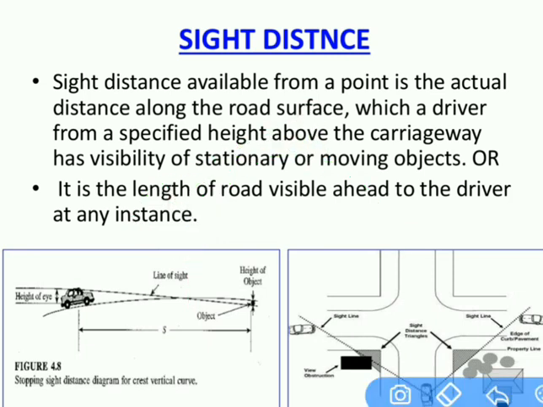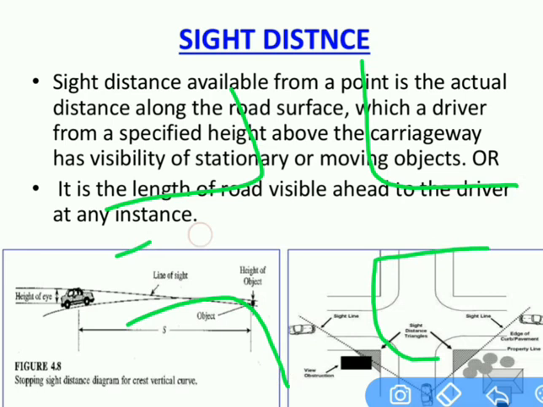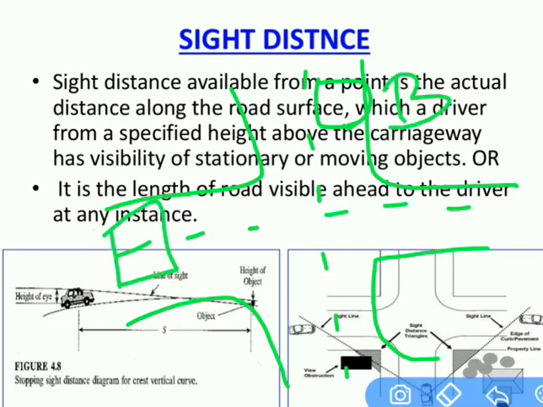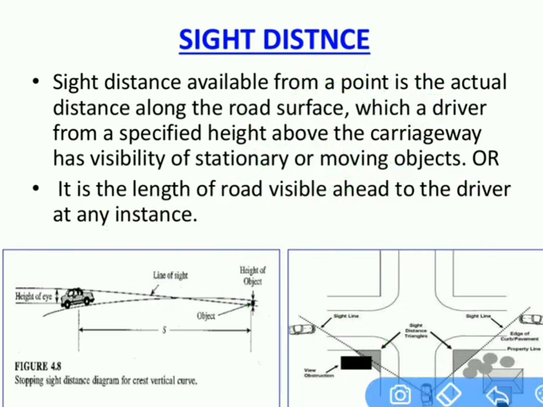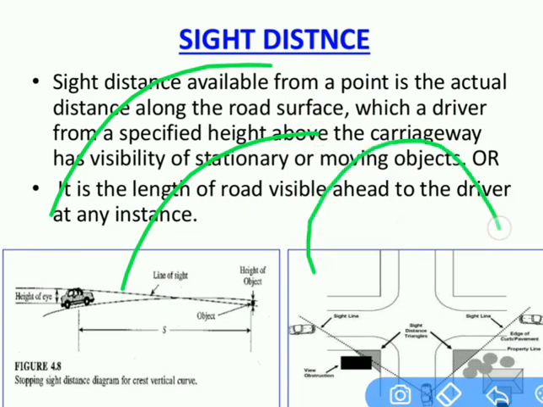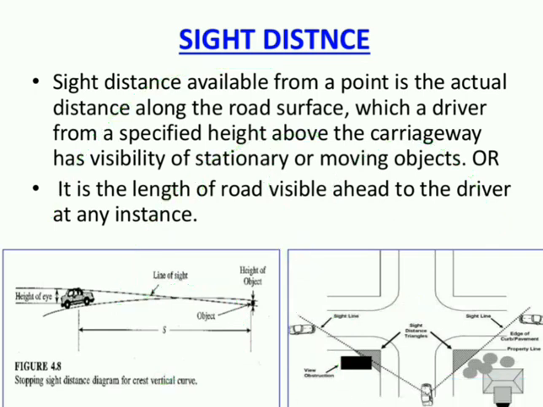Next, for example, if we have an intersection like this, here this is the center line for this road. Here we have one vehicle, for example B vehicle, and here we have one A vehicle. Here this is the sight distance for A vehicle, and this is the sight distance for B vehicle. So sight distance we can tell for three cases: one is horizontal curve, one is vertical curve, another one is intersection. That's it.